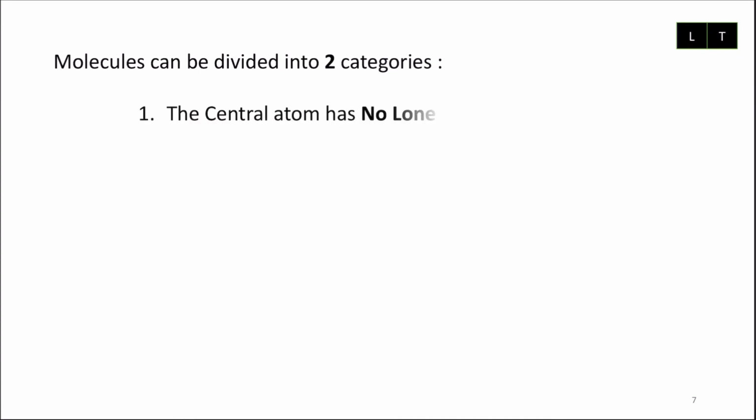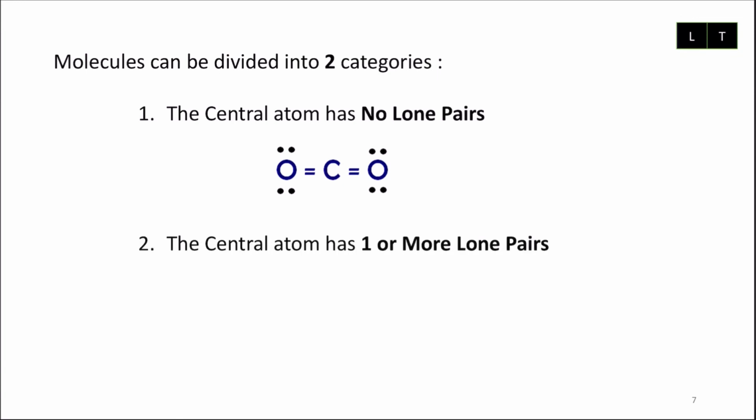The first one is the central atom that has no lone pairs. For example, CO2. When you draw the Lewis structure, there are no lone pairs at the central atom, which is the carbon atom in this case. The second category is the central atom has one or more lone pairs. For example, NF3, where you can see that nitrogen is our central atom with one lone pair. These two categories are what we are going to explain in the next video in order for us to draw their shapes.